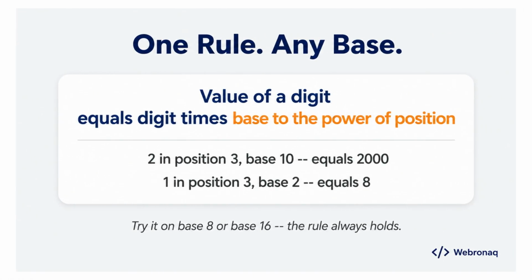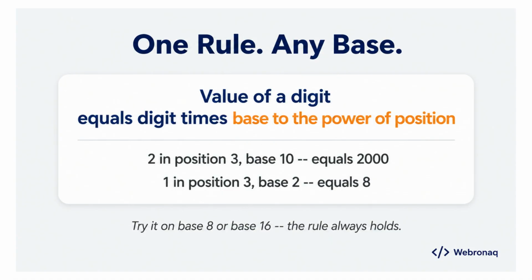Let us bring it all together. Every number system built on positional notation, whether base 10, base 2, base 8, or base 16, runs on exactly one rule. The value of any digit equals that digit times the base raised to the power of its position, counting from 0 on the right. We saw it decompose 4,362 into 4,000 plus 300 plus 60 plus 2. We saw the identical rule convert binary 1011 into decimal 11. The base changed. The rule did not.